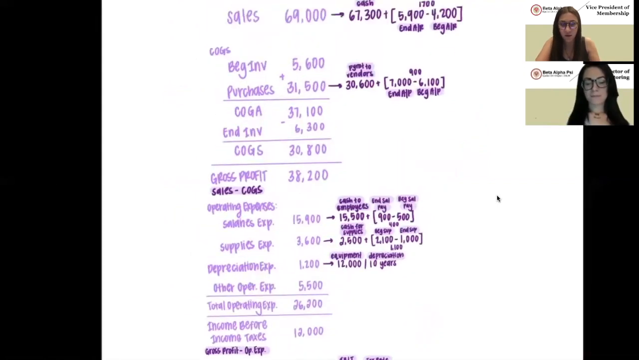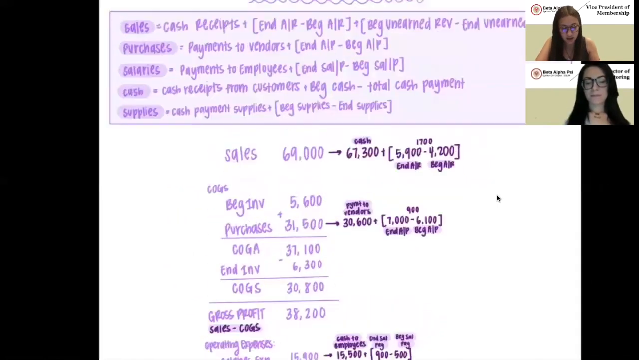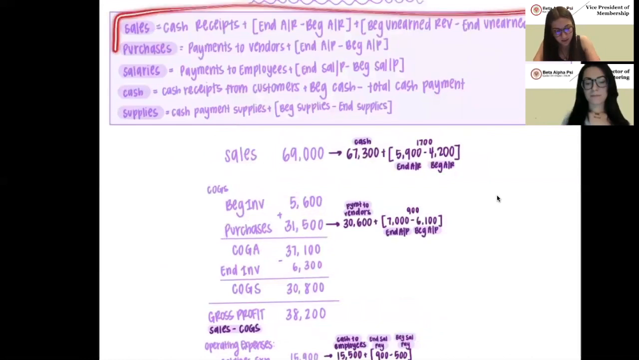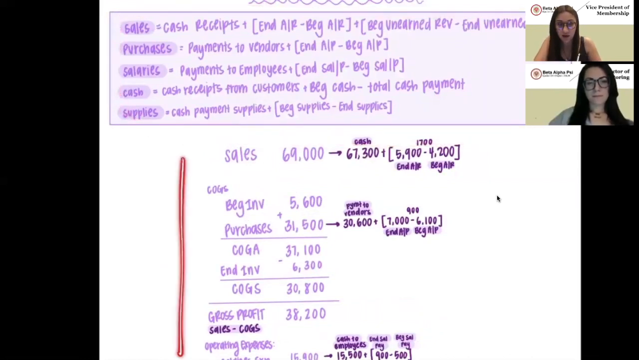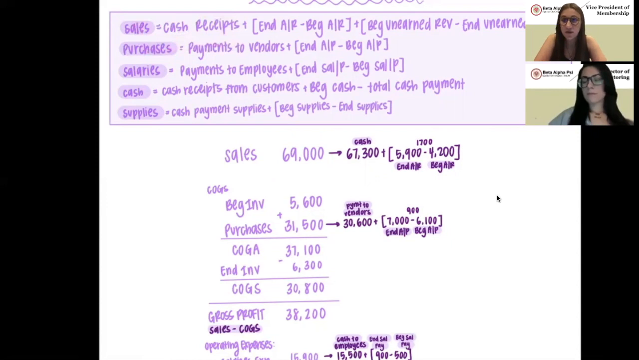So let's see how we are going to calculate each number. I have these formulas up here, but we will use them as we go down the income statement. So for sales, we do have a formula. Our sales on an accrual basis are going to be our cash receipts. And that's just this number, this cash receipts is what we would be reporting on a cash basis, but we're doing accrual basis.